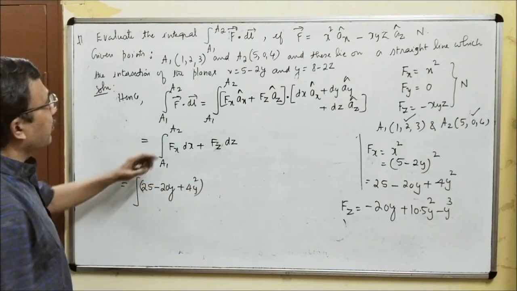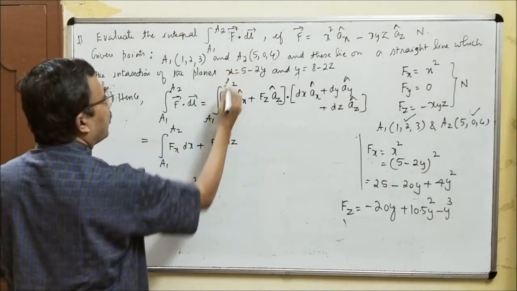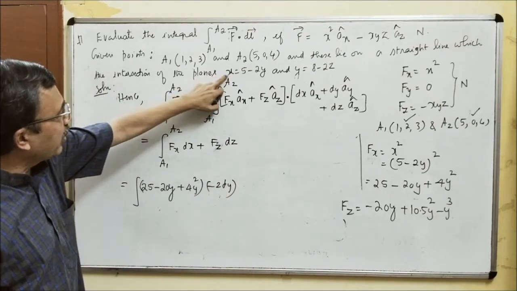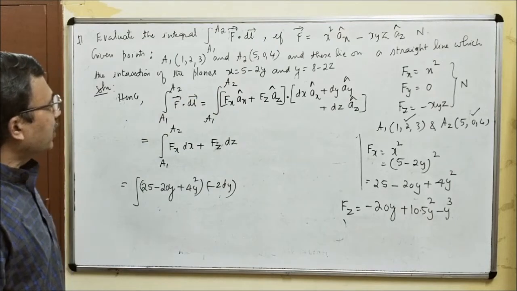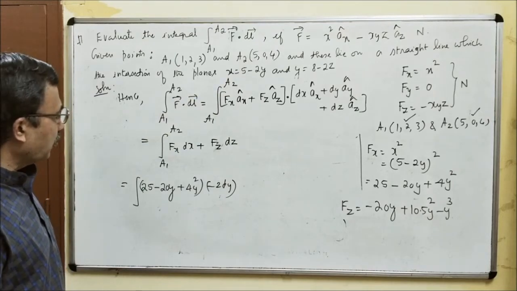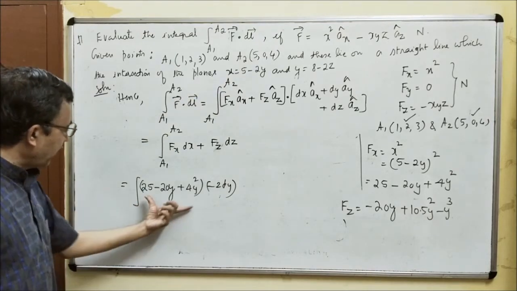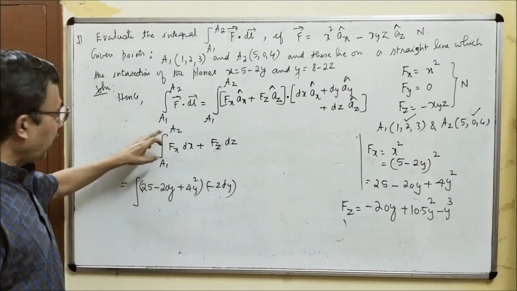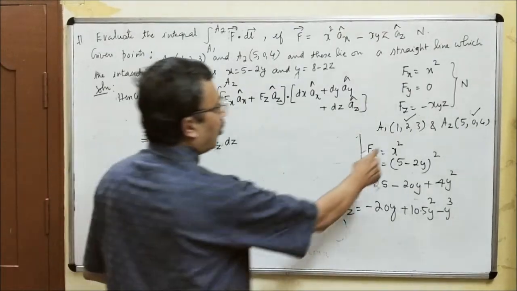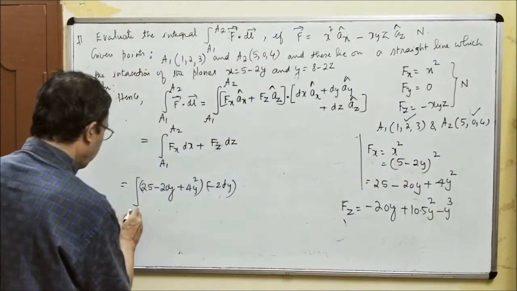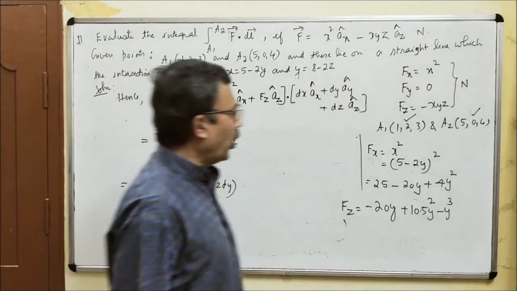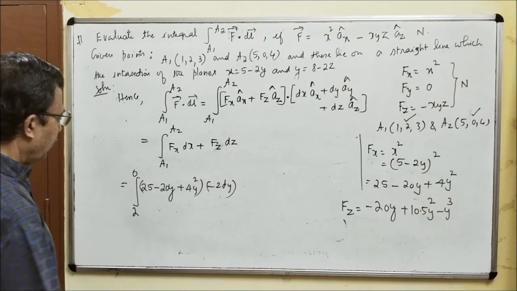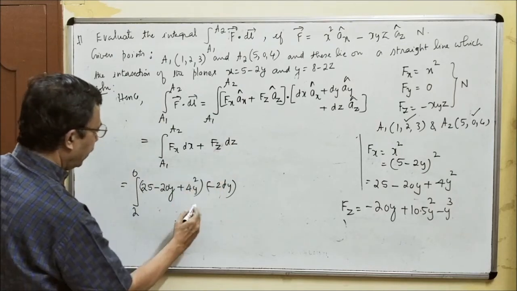What is dx? dx is minus 2 times dy, which I have done in the beginning. See, x is equal to 5 minus 2y, therefore dx is equal to minus 2 dy. Now the quantity inside the integral is a pure function of y, therefore for a1 and a2 I have to write only y coordinates. What is the y coordinate for point a1? It is 2. What is the y coordinate for point a2? It is 0. This can be evaluated.